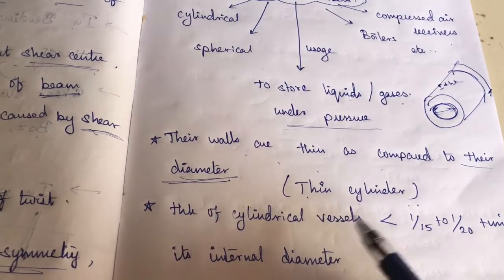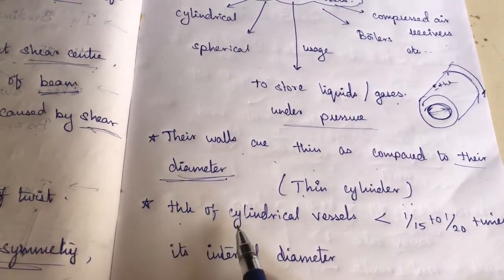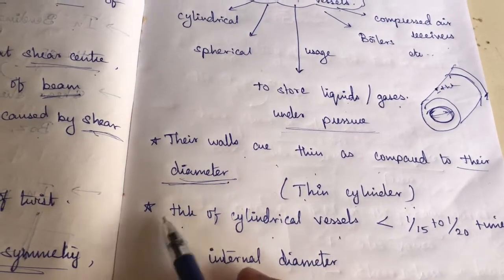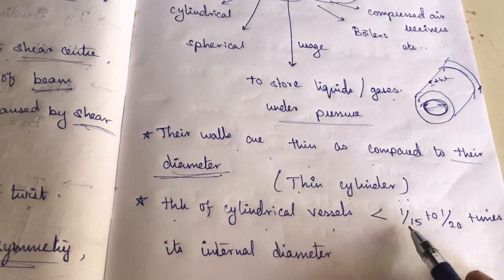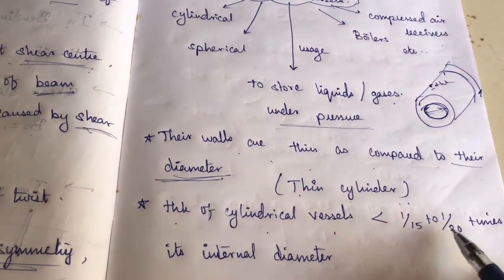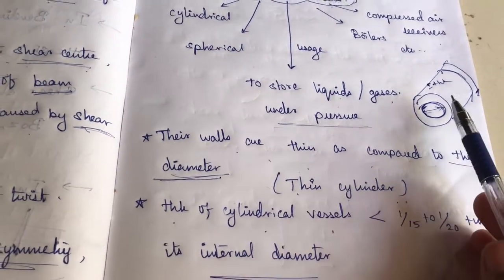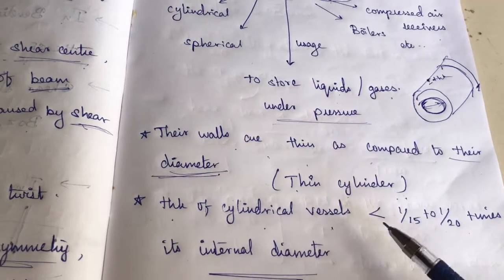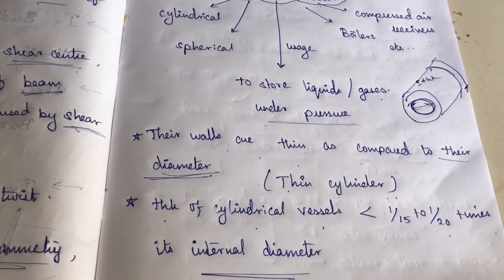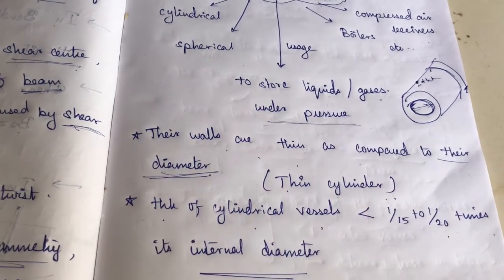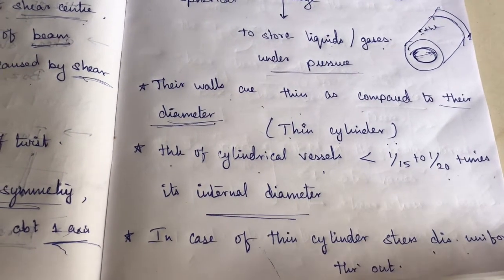Okay, so what is a thin cylinder? The thickness of a thin cylinder will be less than 1/15 to 1/20 times its inner diameter. We said the thickness is less than the inner diameter, and how much less, 1/15 to 1/20 times. So this is what a thin cylinder is. So normally in the case of thin cylinders, the stress will be uniform throughout the section.